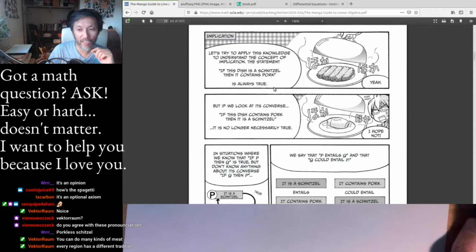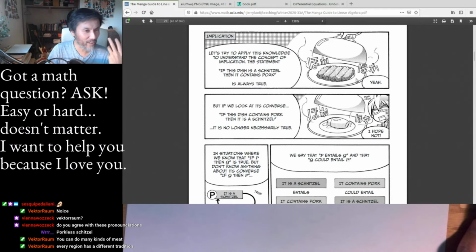I keep doing Haiji. I'm not sure why. This is my own ethnicity too, so it's a little embarrassing. Raiji. I think that's better.